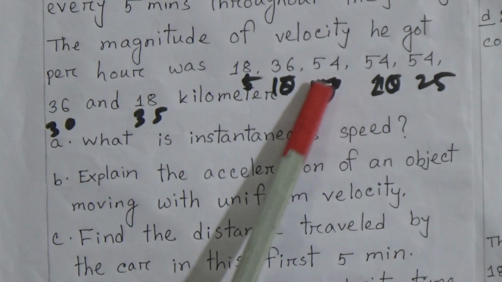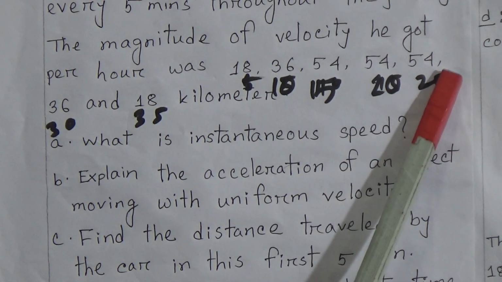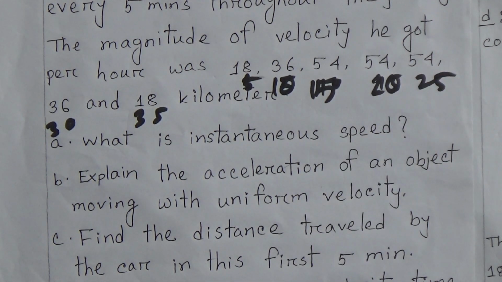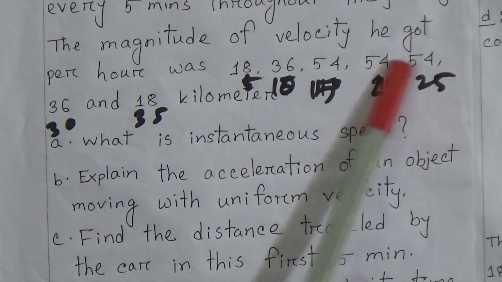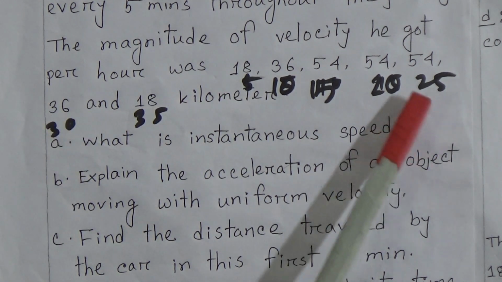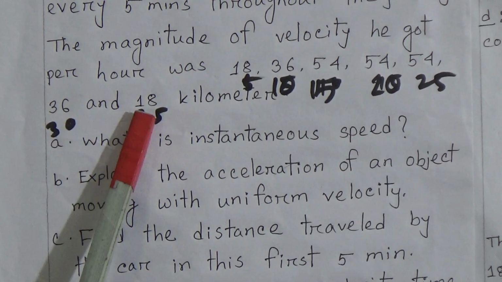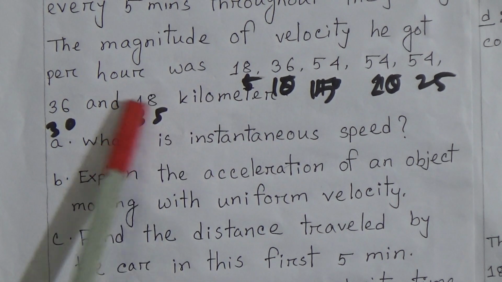Now after 15 minutes, the microbus gains a constant speed, that is 54 kilometer per hour, and it travels at a constant velocity of 54 kilometer per hour from 15 to 25 minutes. Then it travels with a deceleration: from 54, the velocity of the car becomes 36. That means it decreases. And then in the last the velocity is 18 kilometer per hour.